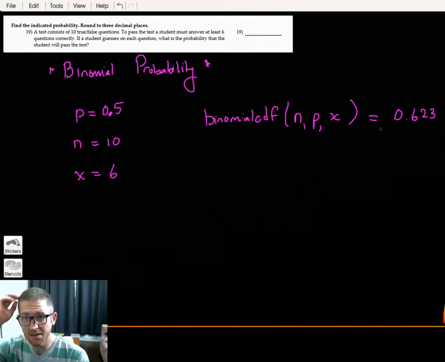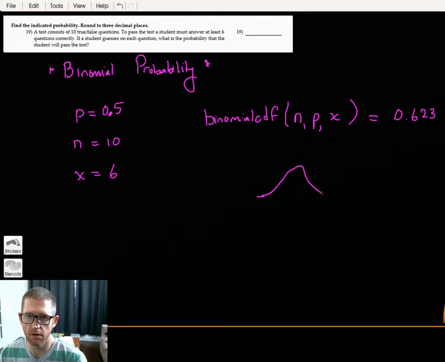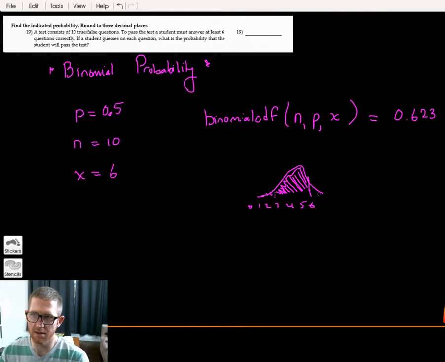But that's the probability. So if it was normally distributed, okay, and then 6 is here. Yeah, that's this probability, right, of getting 0 right, or 1, or 2, or 3, or 4, or 5, up to 6, not including 6 or after, right? Not including 6 or after, but up to 6. So that's this probability here.